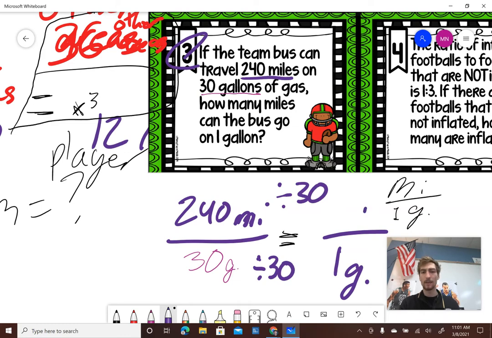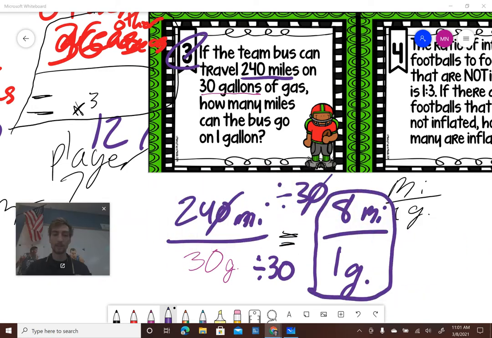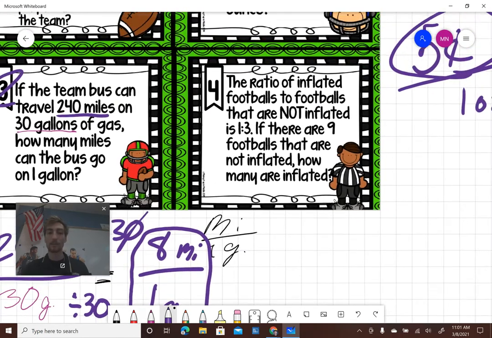And let's see, how many miles would this be? Well, I know if I can take a 0 off here, I can also take a 0 off here. Now it looks like 24 divided by 3. That's easy. That's 8. And so I can go 8 miles off of 1 gallon of gas. Unfortunately, buses don't get the best mileage, and so that's why we typically drive cars.